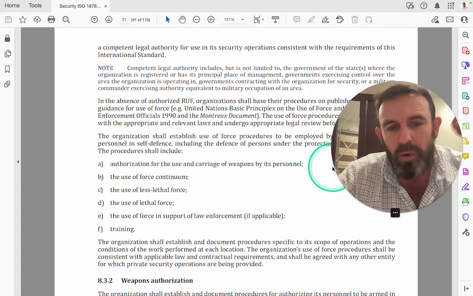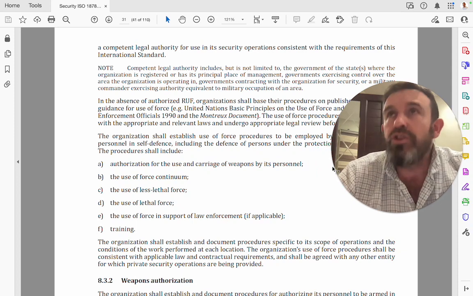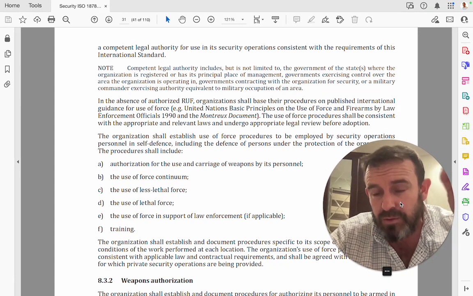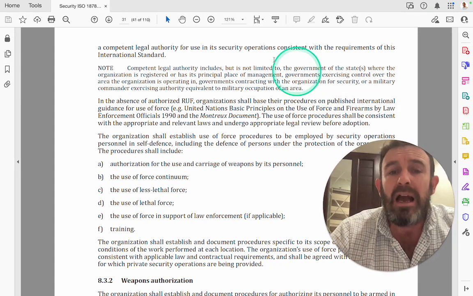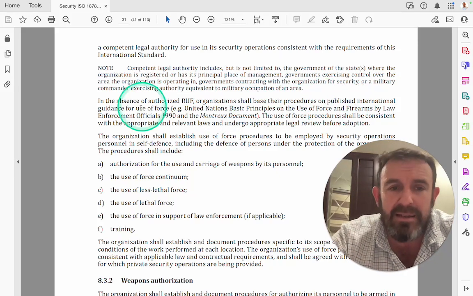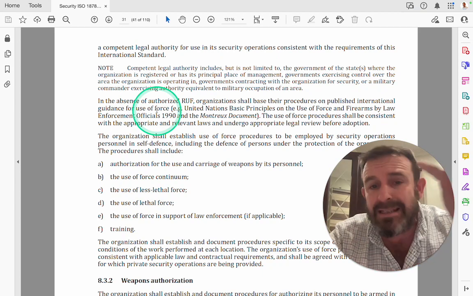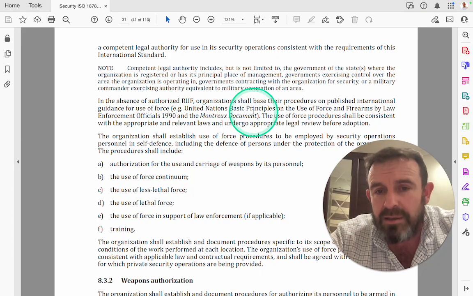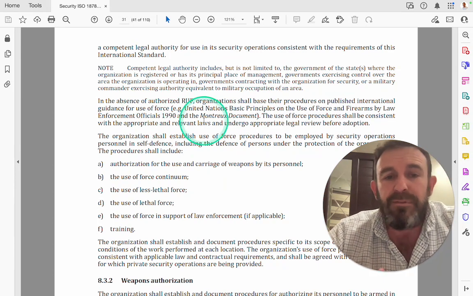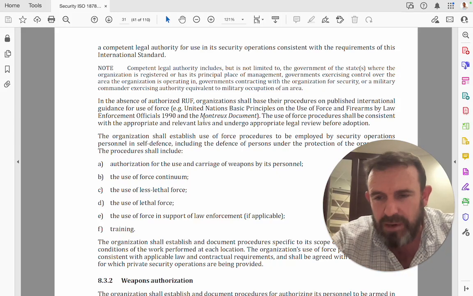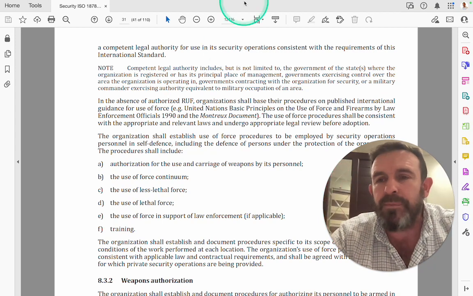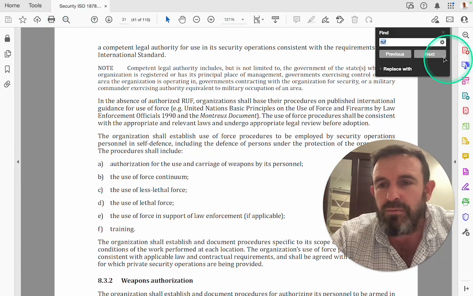So ultimately, what this is telling us is you shouldn't just make up your own rules for the use of force. If those rules for the use of force exist in that country, you must follow them. And if they don't, then you are going to base the rules for the use of force, as it states here, on published international guidance. Example, the United Nations Basic Principles on the Use of Force and Firearms by Law Enforcement Officials 1990, and the Montreux Document are really important. So basically it says you shouldn't be making it up. If there is something within the country, then you should use that. So the rules for the use of force are really important.